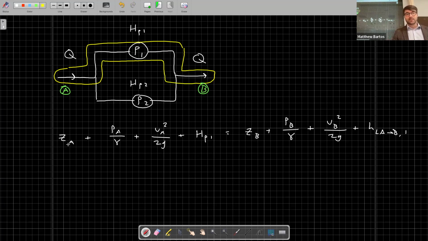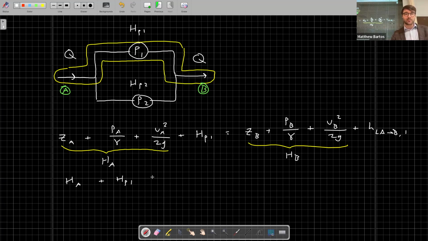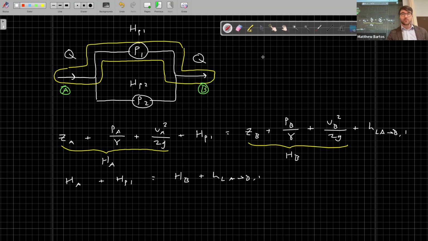So we can condense this. Let's just call this whole thing here HA, and let's call this whole expression here HB. So we have that HA plus HP1 is equal to HB plus the head loss from A to B over path 1. Okay, I'm kind of running out of space. Let me move this up here.